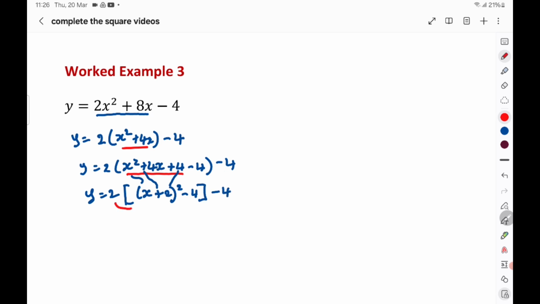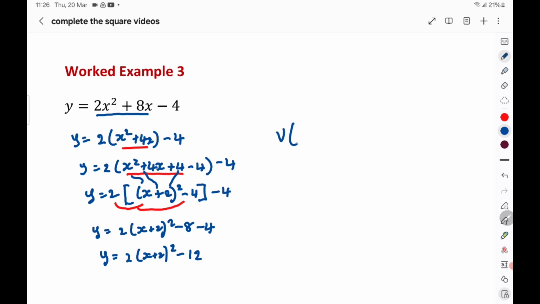Now let's multiply by 2 both parts. We'll then have y is 2 (x plus 2) squared minus 8 minus 4. That will give us y is 2 (x plus 2) squared minus 12. So your vertex then is going to be negative 2, negative 12.